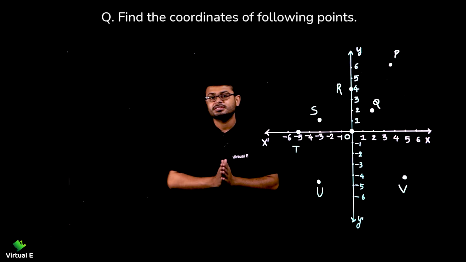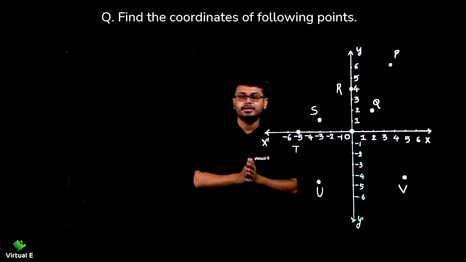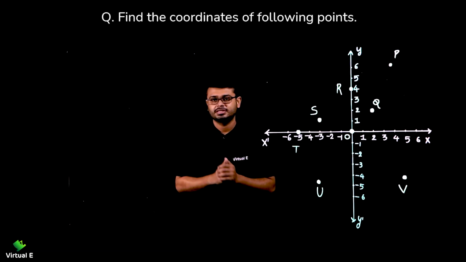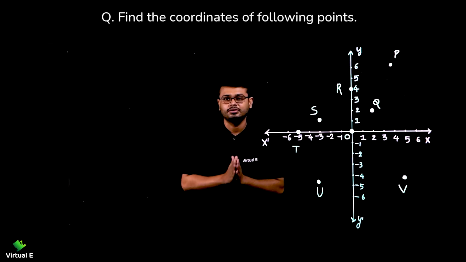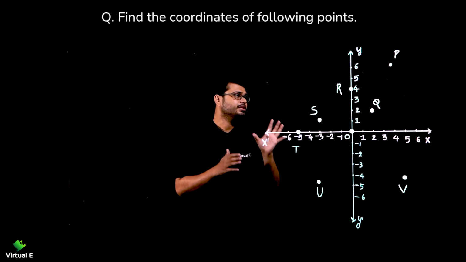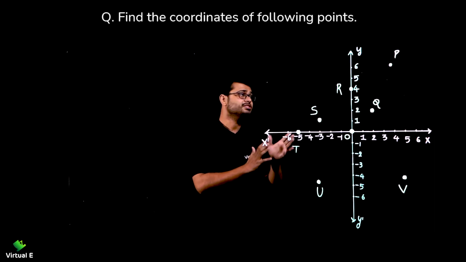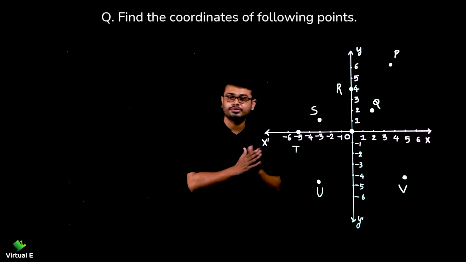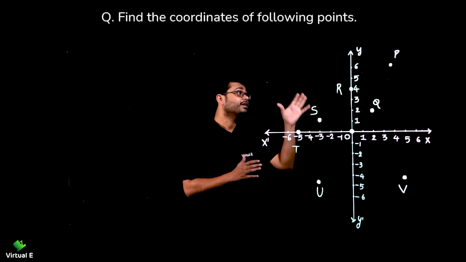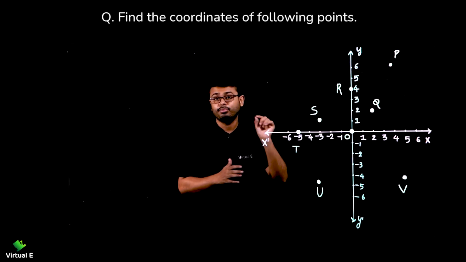So far we discussed the Cartesian system and identifying the quadrants. Now let's do something interesting. We want to find the coordinates of the following points given over here. There will be questions like this. You have the Cartesian system given to you, and you need to identify the coordinates of each of the points.